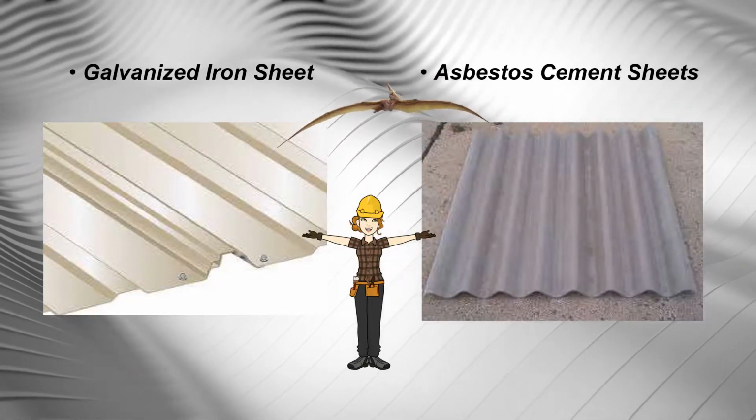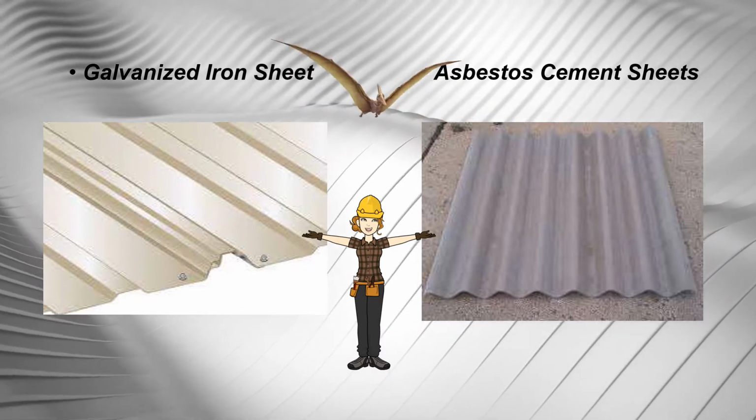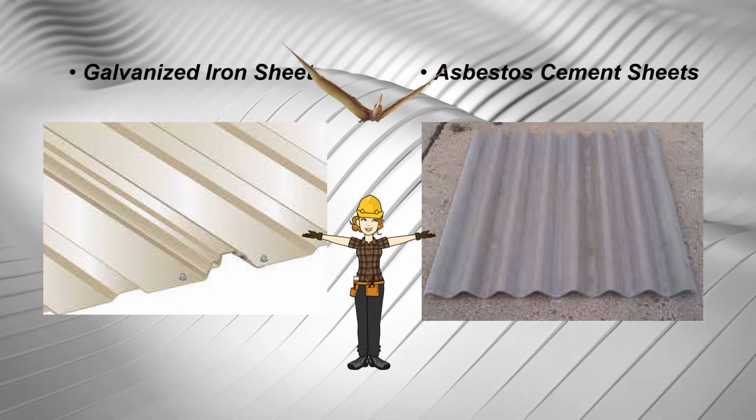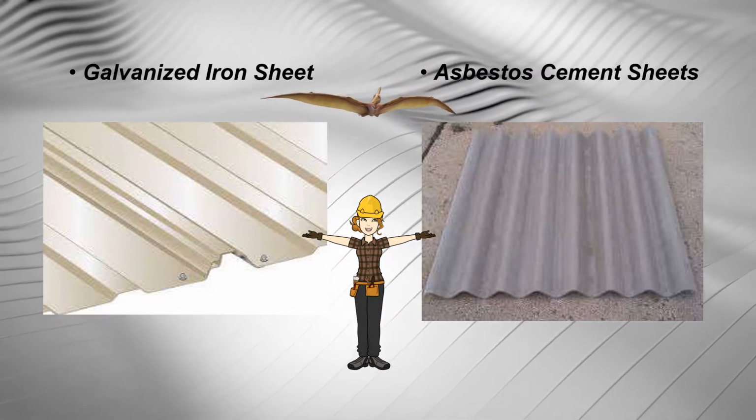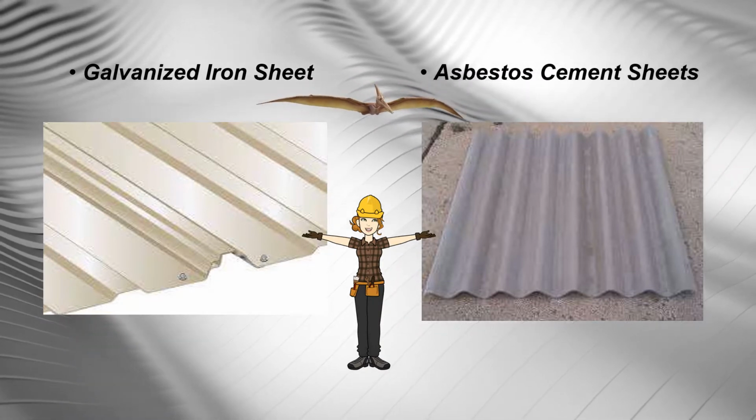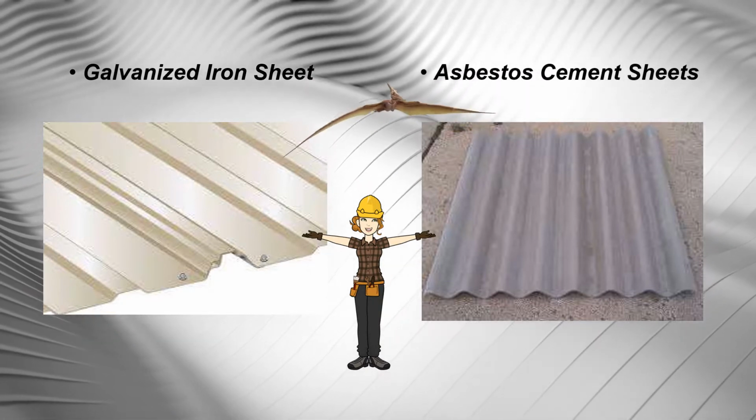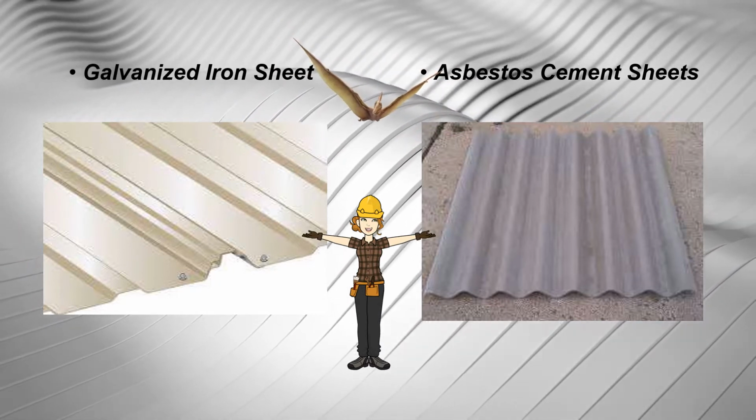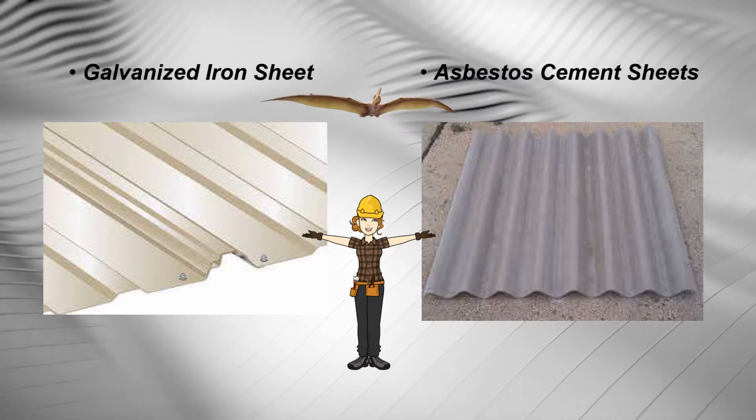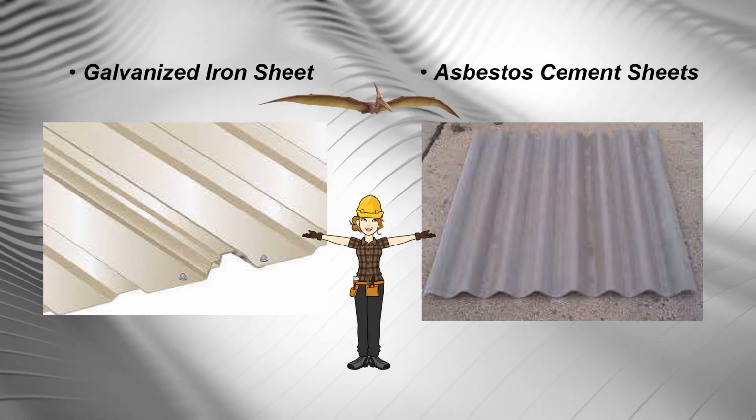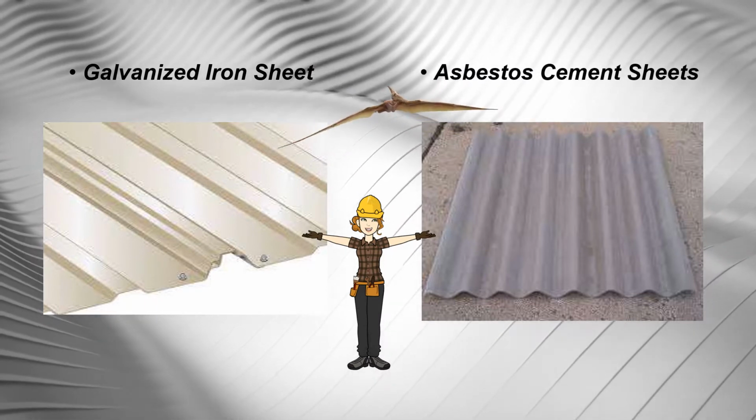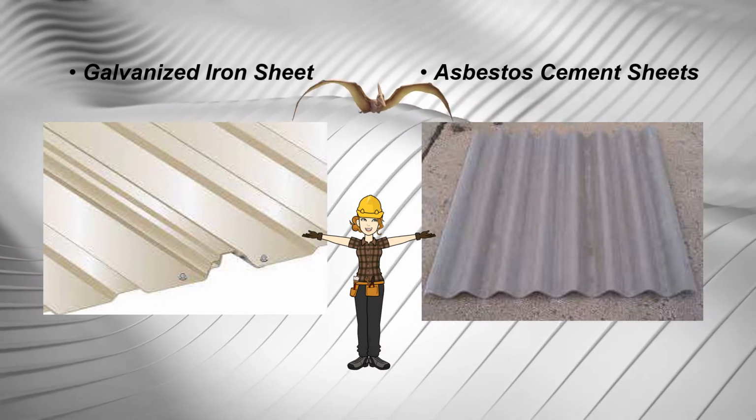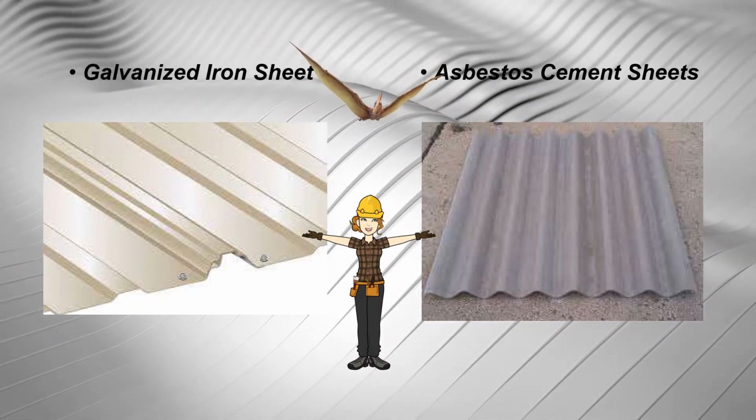Galvanized iron sheets or GI sheets are made by black sheets rolled from good quality low carbon mild steel. For corrugated GI sheet, the purlin spacing may vary from 1.5 to 1.75 meter. An overlap of 150 mm is required.